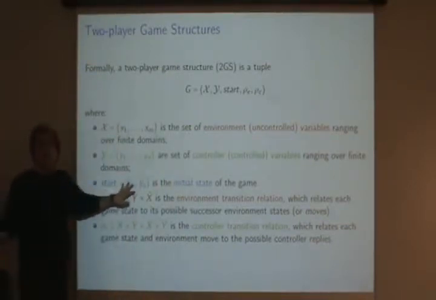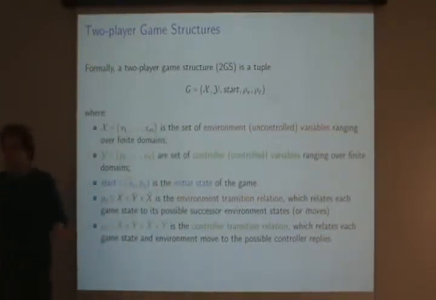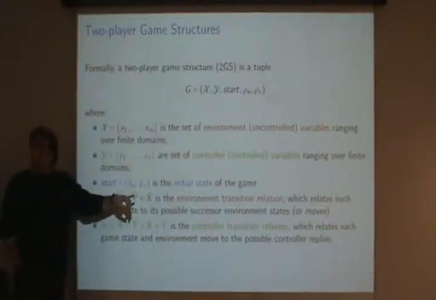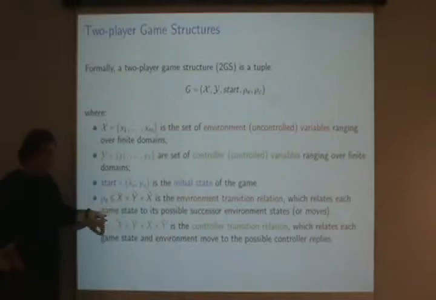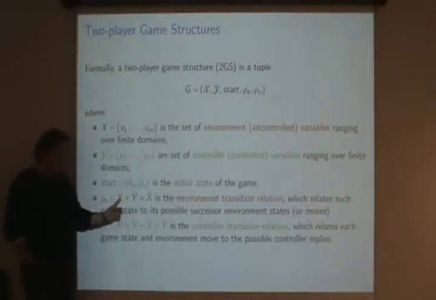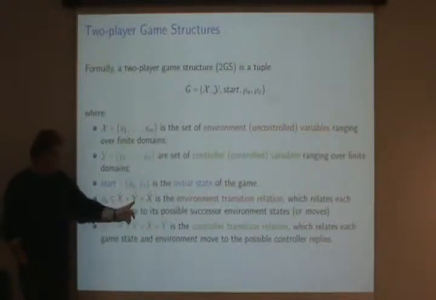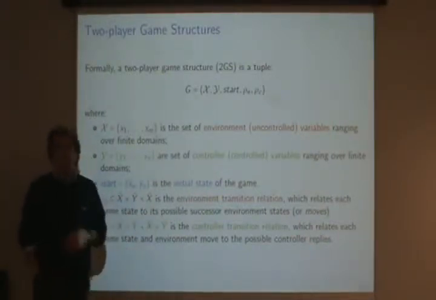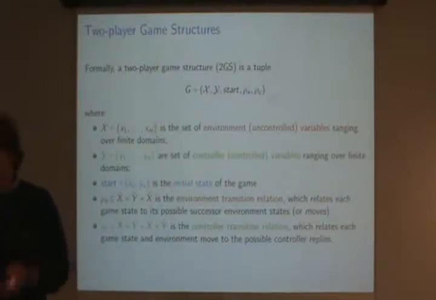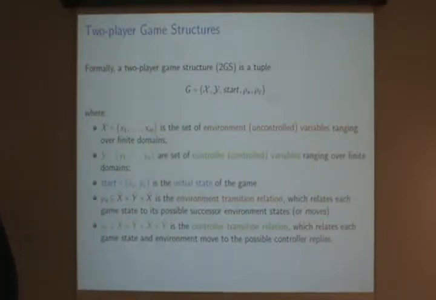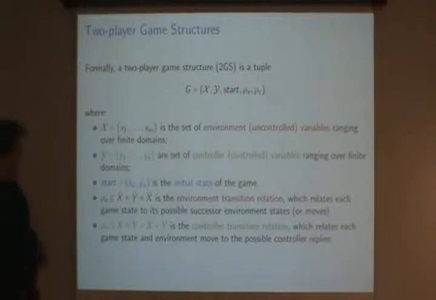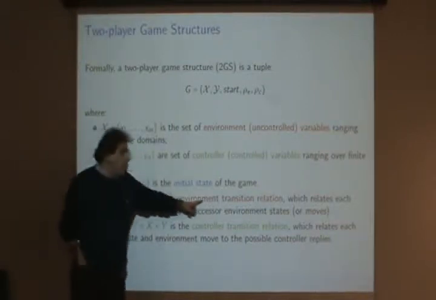Initially they will all start in a certain configuration. Then the environment will do a move. And how does it do a move? Well, you look at the current state of its variable, you look at the current state of the controller variable, and it will generate a new move, a new assignment for the variable it can control. This is the transition of the environment.